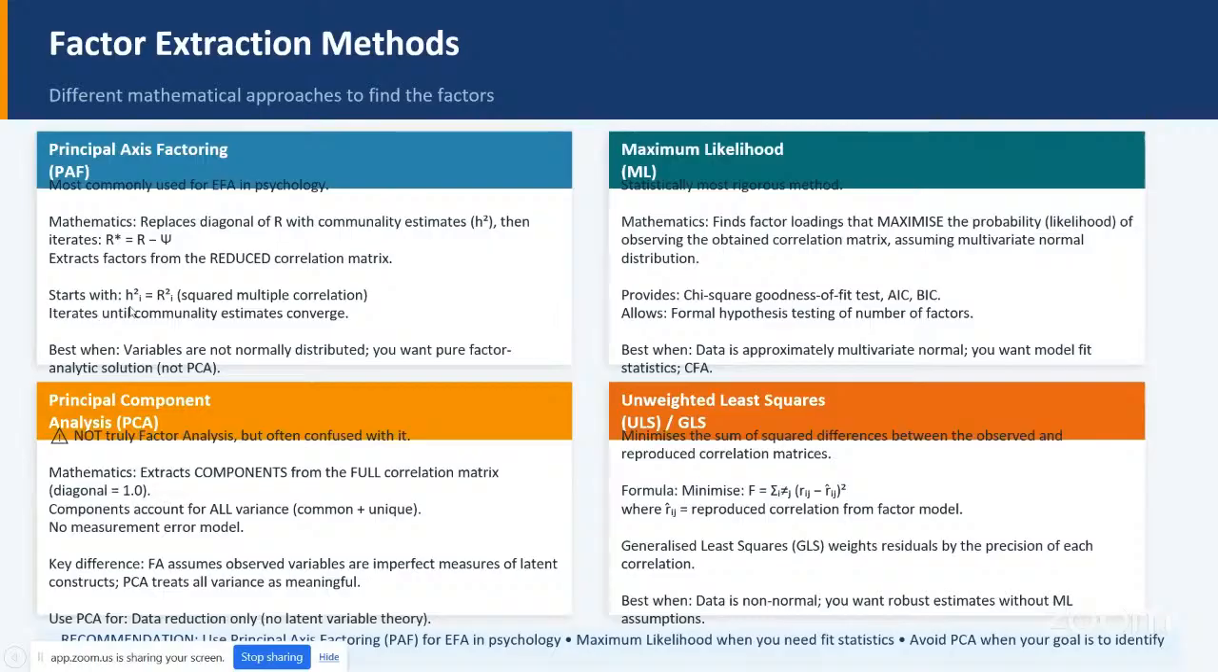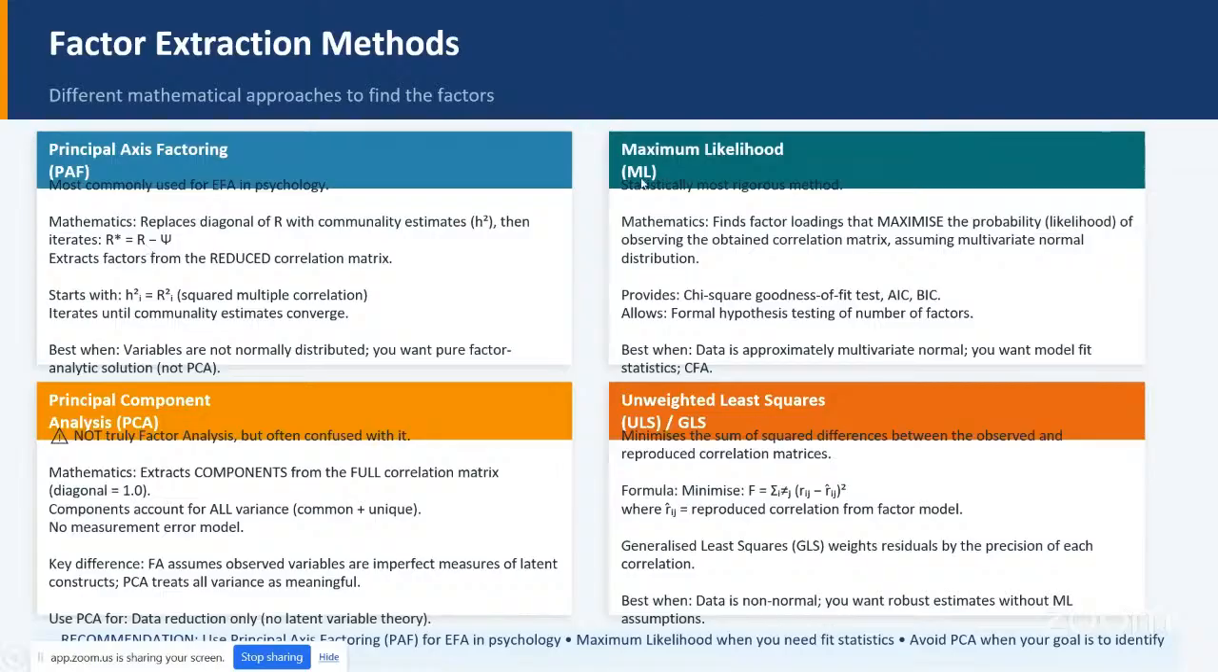We start with h_i square, the communality of the ith variable, and R_i square, that is the squared multiple correlation. It iterates until the communality estimates converge. All of this will be done in software. This is background study only. Don't be so confused with this, because it's not your work to do.